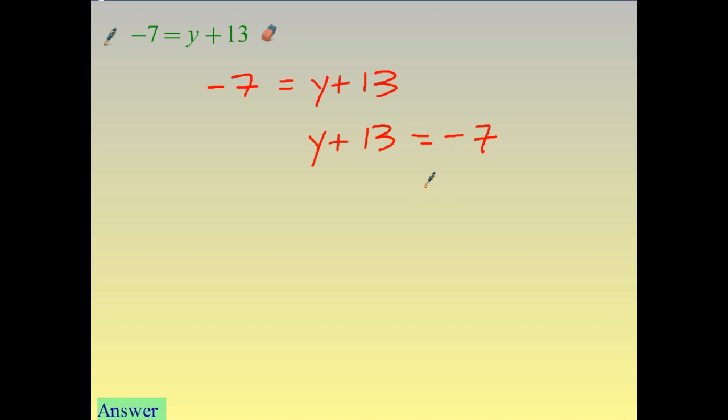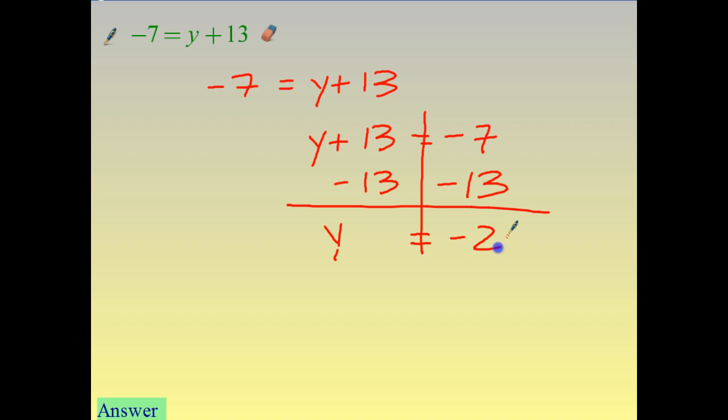So now what I'm going to do is I have a positive 13. I'm going to add a negative 13. Okay, I'm going to do it to both sides of the equation. Add a negative 13, add them together, and I get y is equal to negative 20.